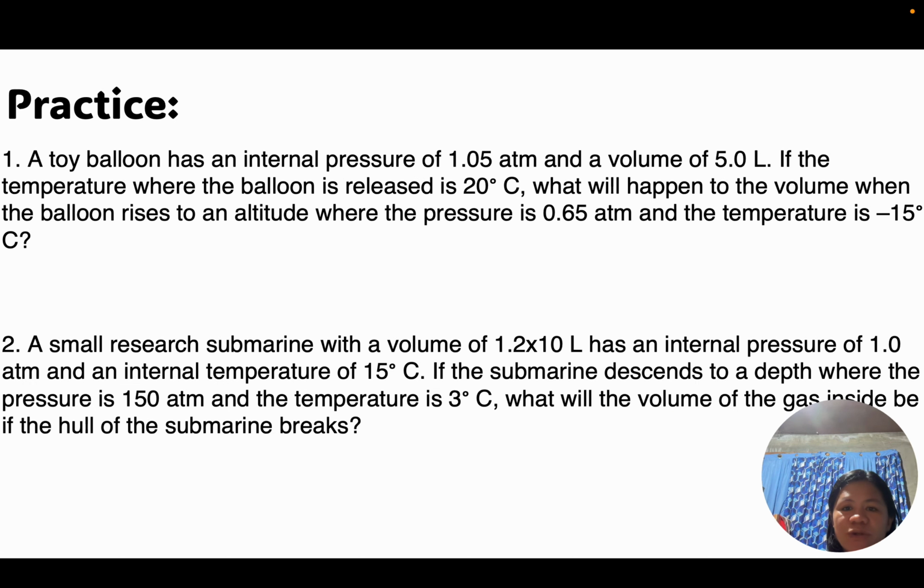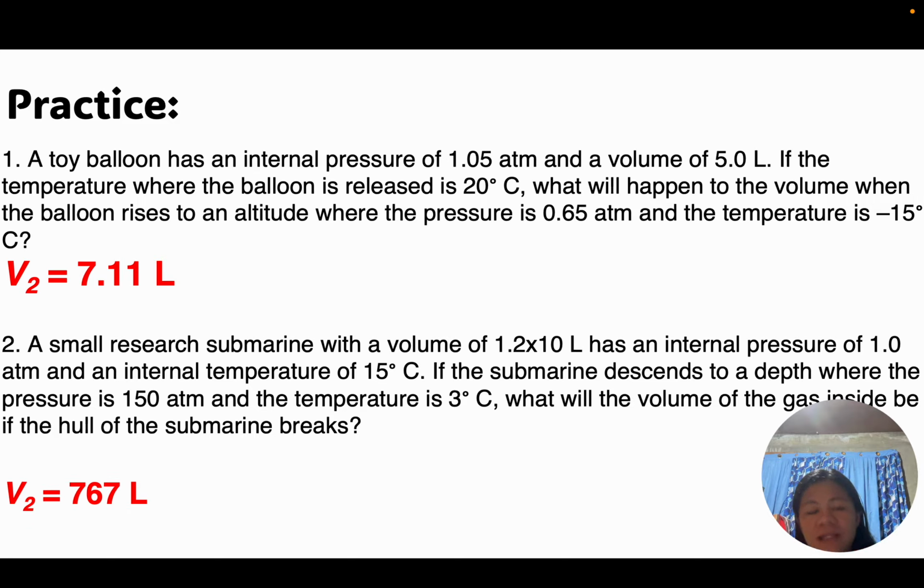So, this will serve as a practice. So, I want you to, like, confirm if tama ba yung sagot, no? And if you have any questions regarding this, no, just message me. So, ito yung mga sagot nila. Okay? So, I want you to confirm it for practice.